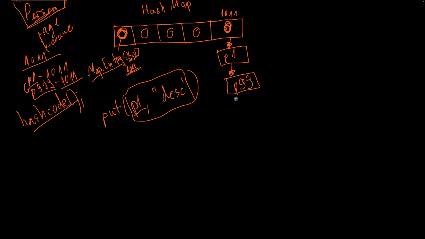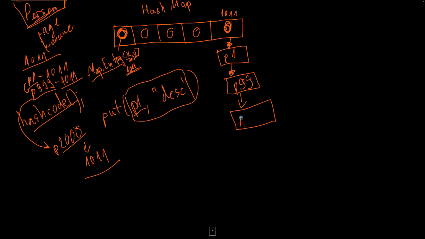If there is one more collision, for example, we continue creating and storing objects, and we are at person 2000, and the hash code is again generated the same. We come here, there is a third value for person 2000, and this is a linked list here.